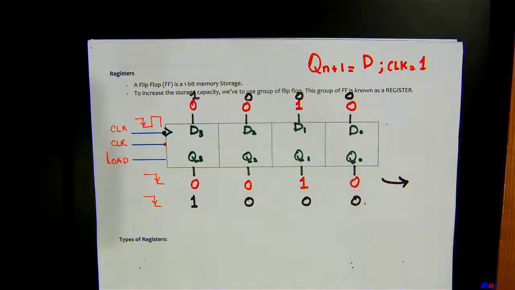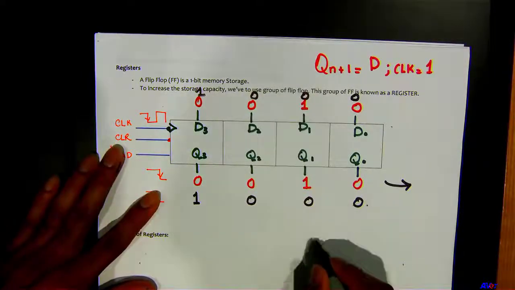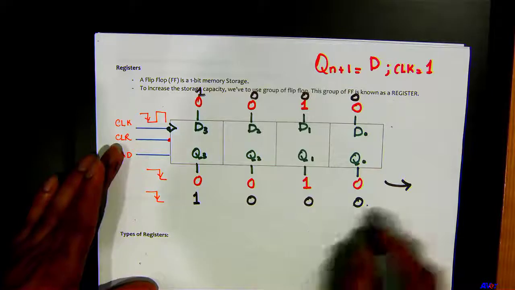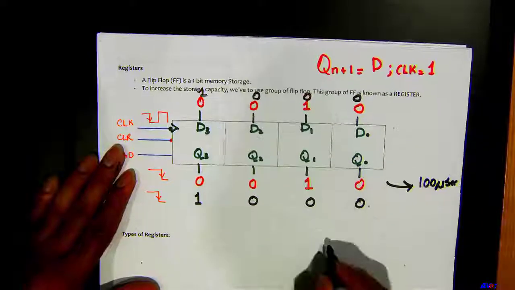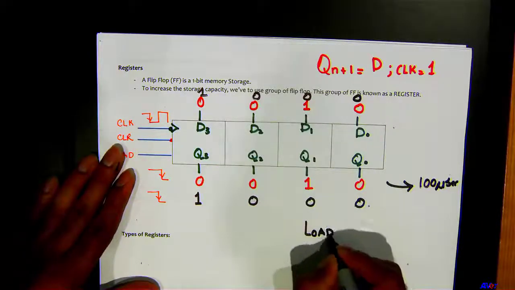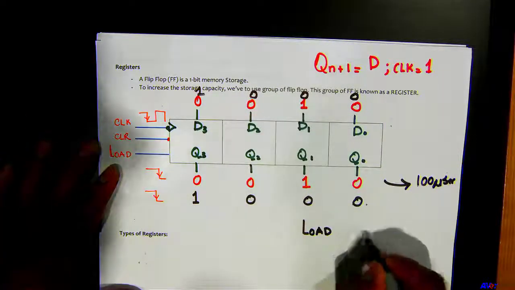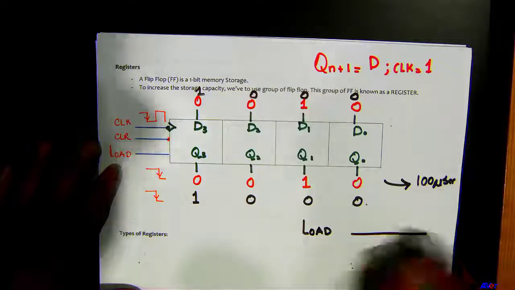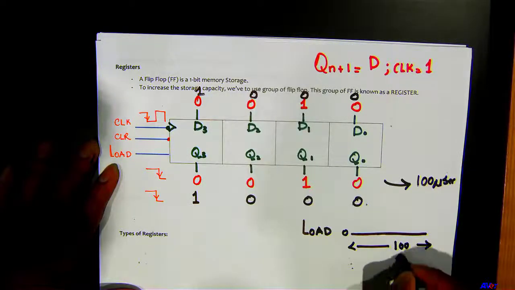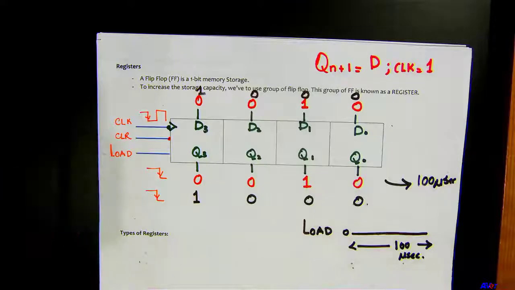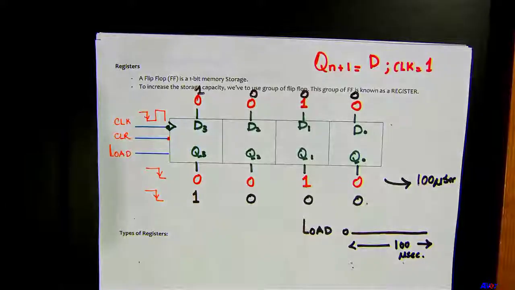That is where load comes in, right? So say for 0010 you want to store this data for 100 microseconds. If you set your load, again load could be active low or active high. It will be mentioned in the specification sheet. Say it's active low, so if I have the load set to 0 for 100 microseconds, what would happen? It will actually hold this data right here for 100 microseconds. That is the purpose of the load here.